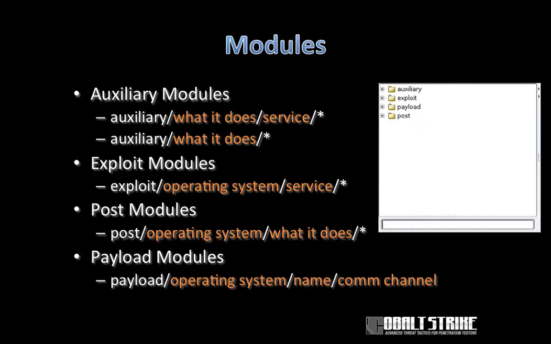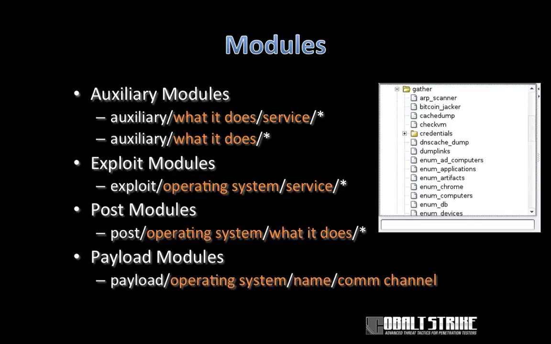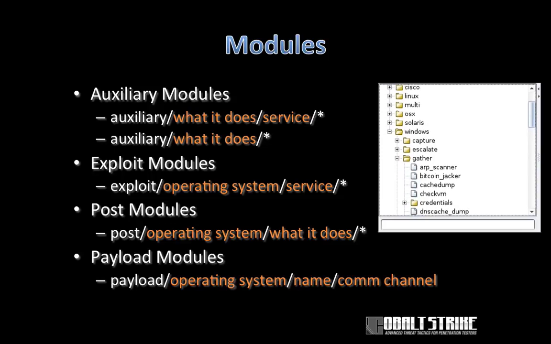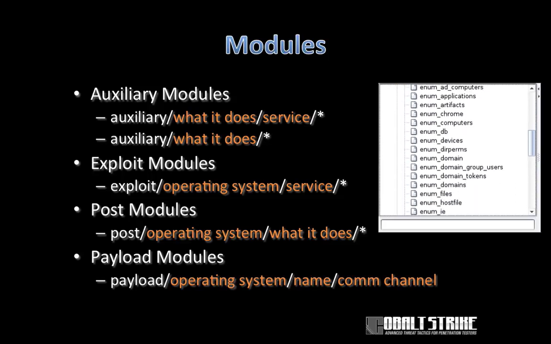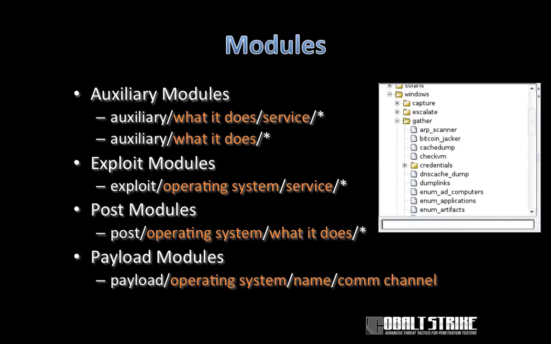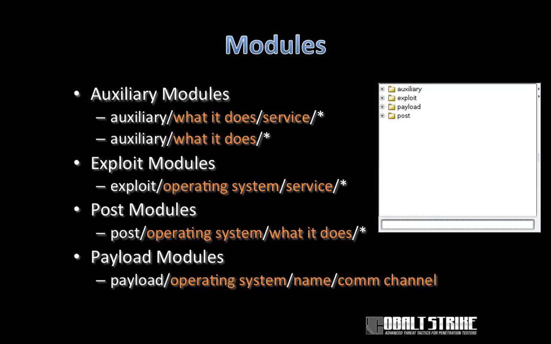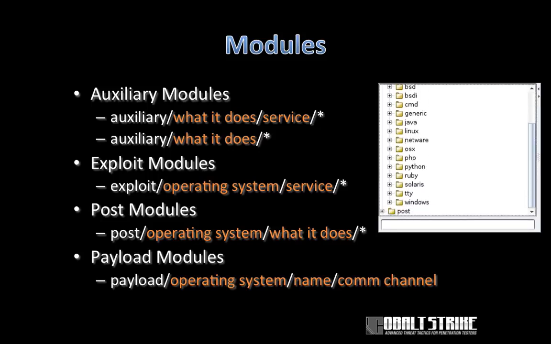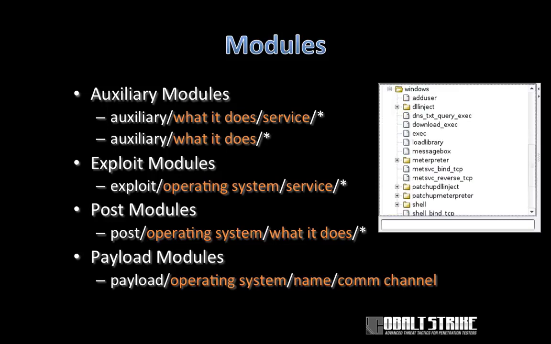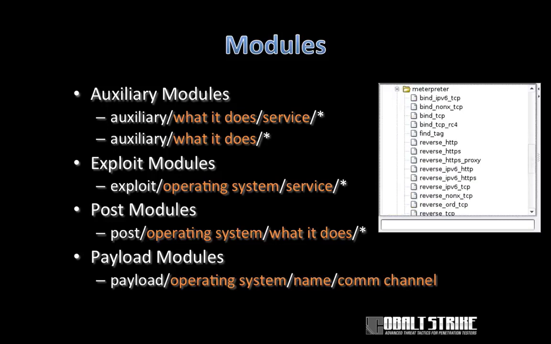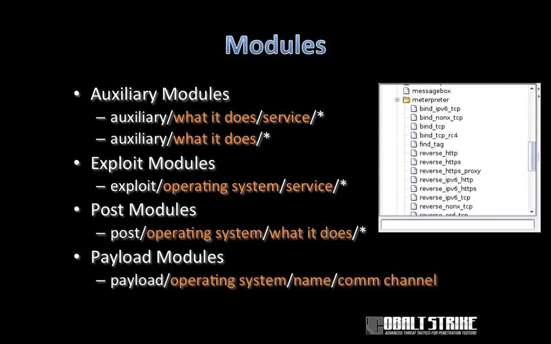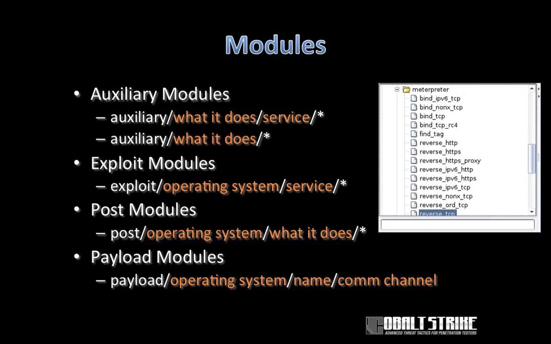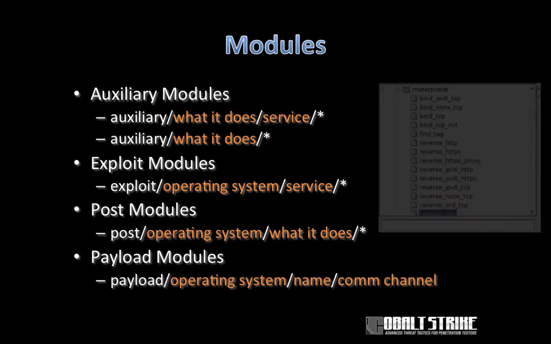Post modules are organized by operating system and then functionality. So post Windows gather are post modules to gather information from a compromised Windows system. Payloads are organized by operating system, payload name, and communication channel. So payload Windows Meterpreter Reverse TCP is a Windows payload called Meterpreter that communicates back to you, the attacker, by trying to establish a TCP connection.